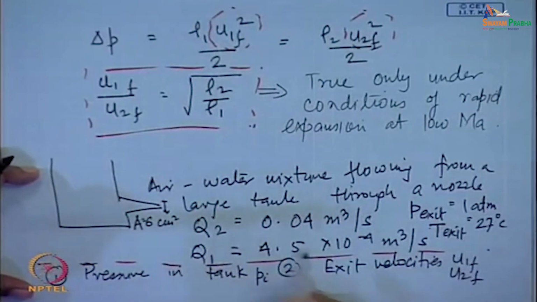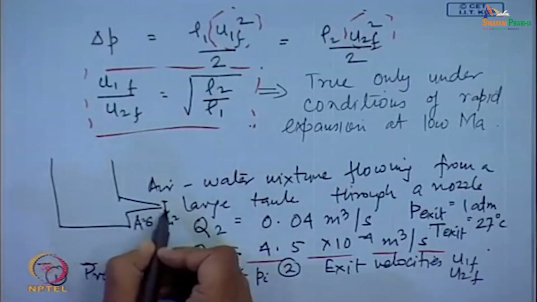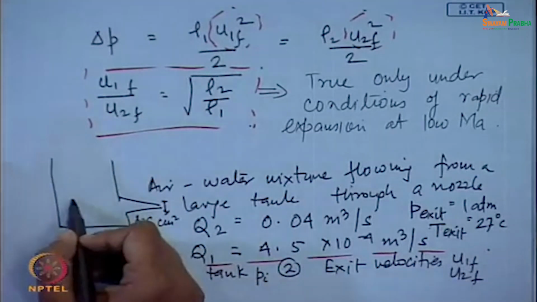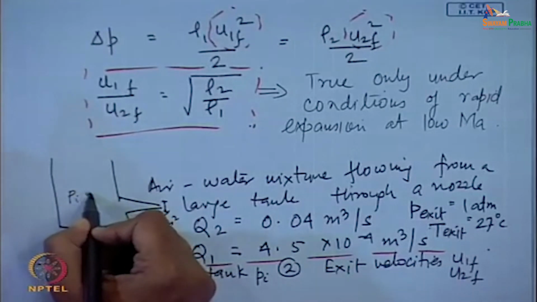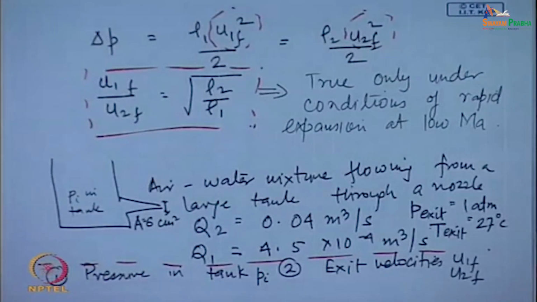Okay. Q2 is provided, Q1 is provided, and it discharges at atmospheric pressure at a temperature of 27 degree centigrade. This is also given. So, what you are required to find out? You are required to find out the exit velocities u1f, u2f, and the pressure Pi in the tank. Okay. Pf equals 1 atmosphere, it is given. Just this much is given, nothing else is given. How to proceed? What do you suggest? How should we proceed to do this particular problem?